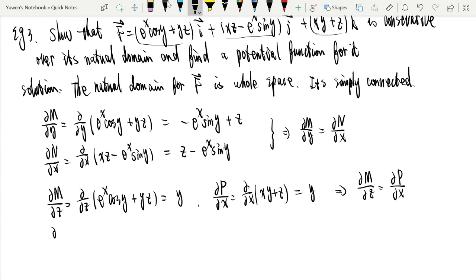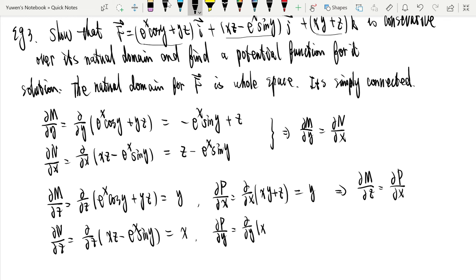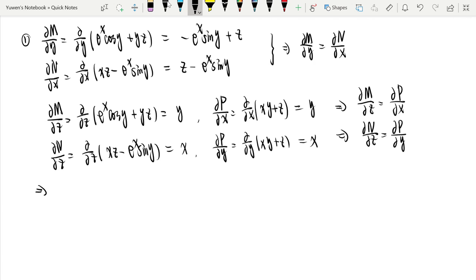And partial N partial z is partial z of xz minus e^x sine y, that is x, and partial P partial y is partial y of xy plus z, that is x. So the last equation is satisfied. That's the first one. So F is conservative.